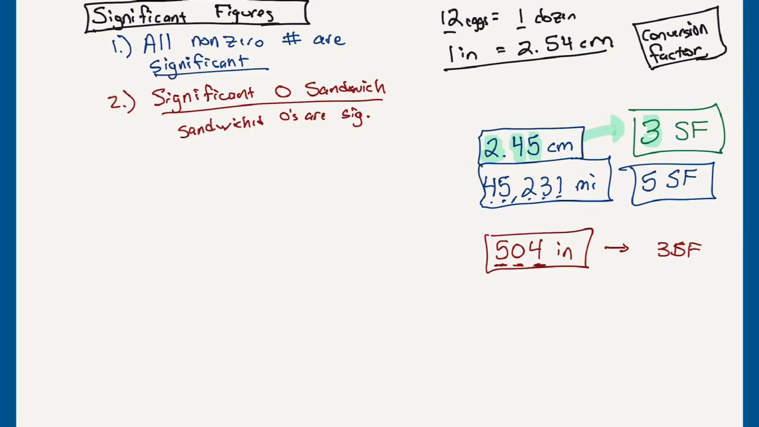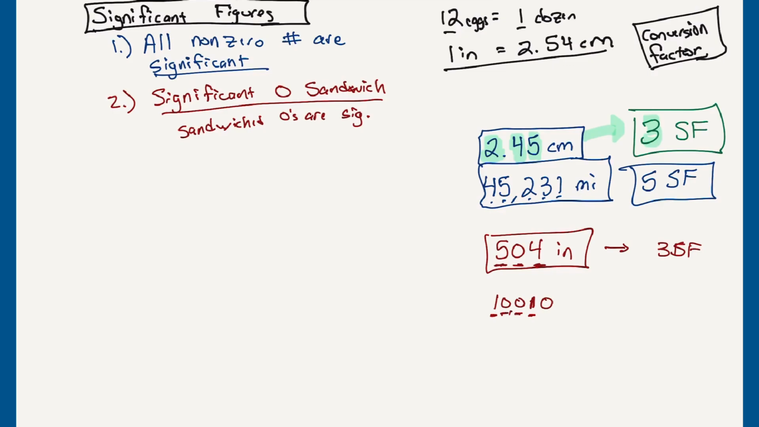Okay? Now, let's talk about a number like this, 10,010. So 1 is a non-zero number, 1 is a non-zero number, so those are significant. Okay? Now, these zeros are sandwiched in between, and it doesn't matter how many zeros are sandwiched in between, if any of them are sandwiched in between, it makes them significant. So both of those are considered to be significant numbers.